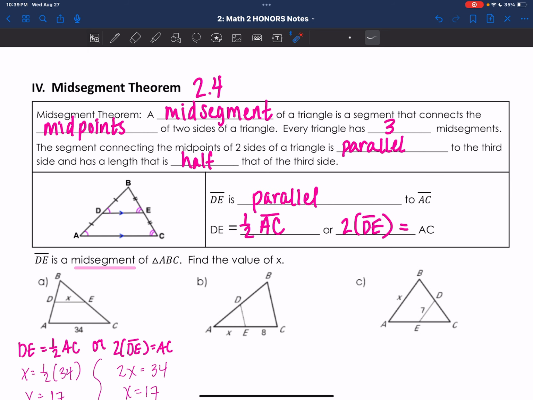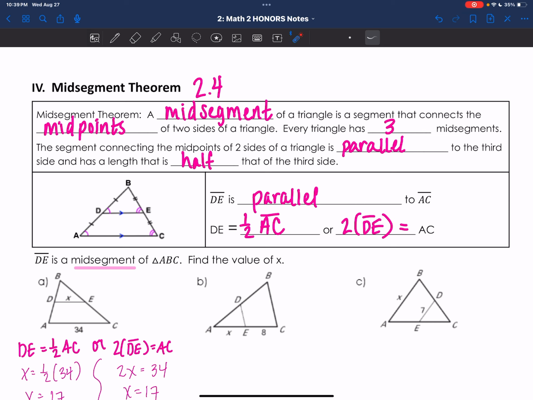So the midsegment theorem: a midsegment of a triangle connects the midpoints of two sides of the triangle. Every triangle has three midsegments. The segment connecting the midpoints of two of the sides is parallel to the third side, and its length is half of the third side.